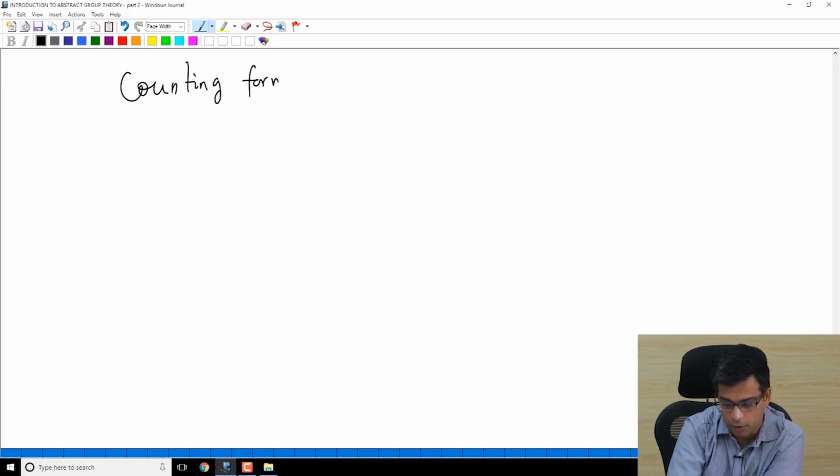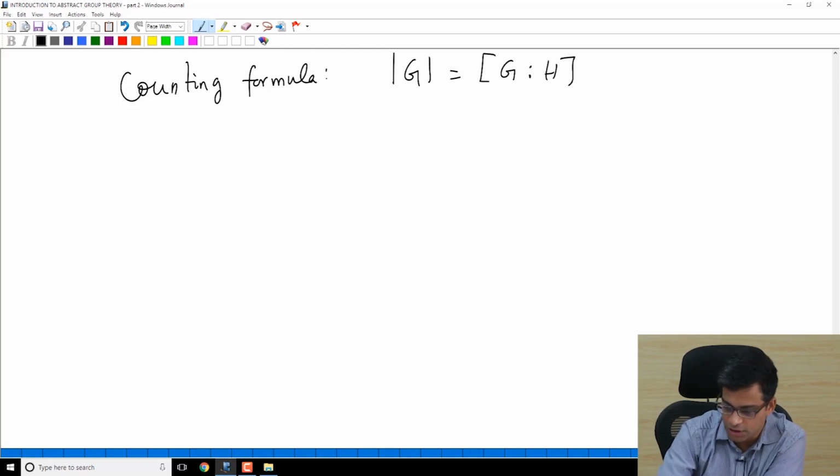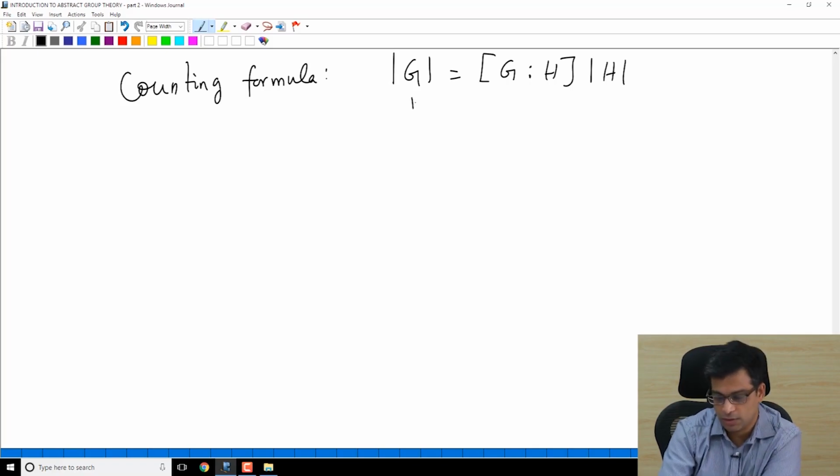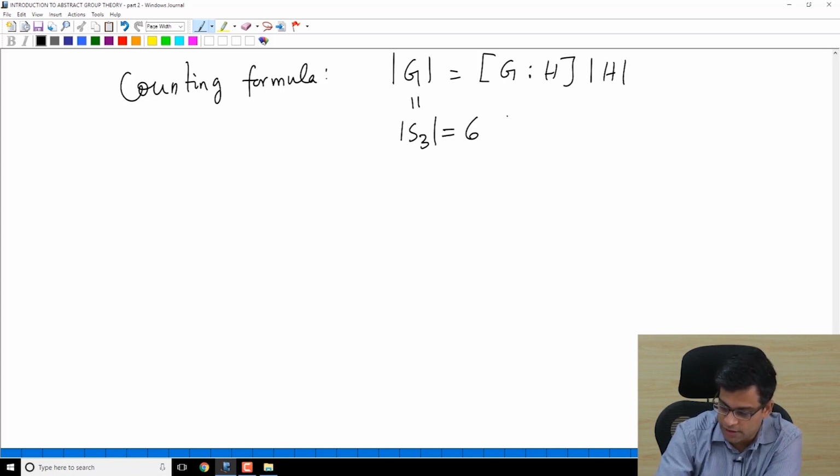Recall what is the counting formula. It says order of the group equals the index of H in G times order of H. In our case, G was S3, so this is 6. Index we just calculated is 3.